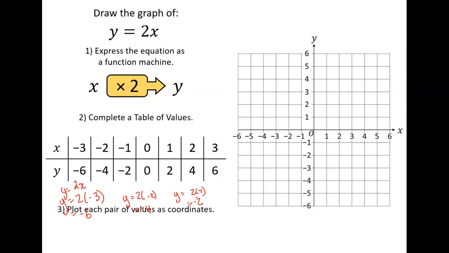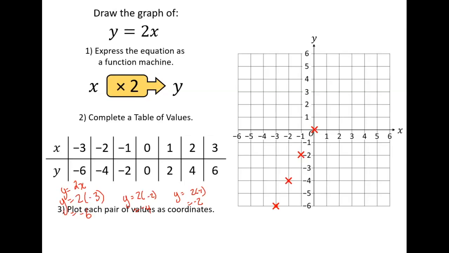So now we're going to plot these just the same. So we're going to plot each value as coordinates. So we're going to go to x equals -3, -6. It's going to put me there. Then we're going to go to -2 here and -4 down here. And that looks good because we're starting to get a straight line. Then we'll go to -1, -2, 0, 0 is right here.